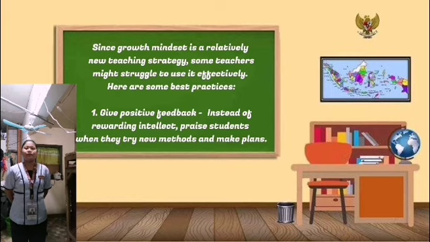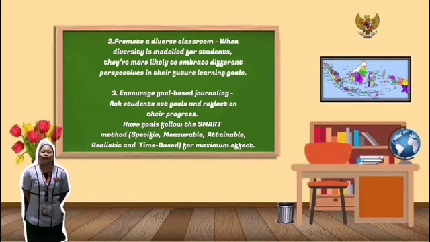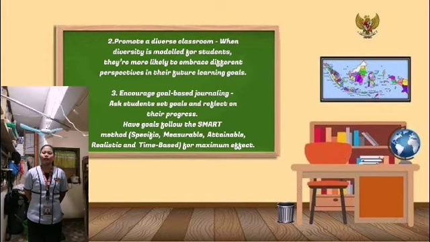First, give positive feedback. So instead of rewarding intellect, praise students when they try new methods and make plans. Second is promote a diverse classroom. When diversity is modeled for students, they're more likely to embrace different perspectives in their future learning goals. Lastly, encourage goal-based journaling. Ask students to set goals and reflect on their progress. Have goals follow the SMART method: specific, measurable, attainable, realistic, and time-based for maximum effect.